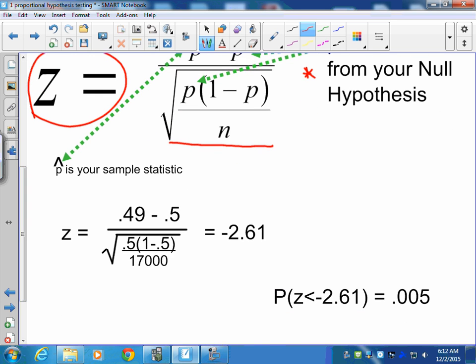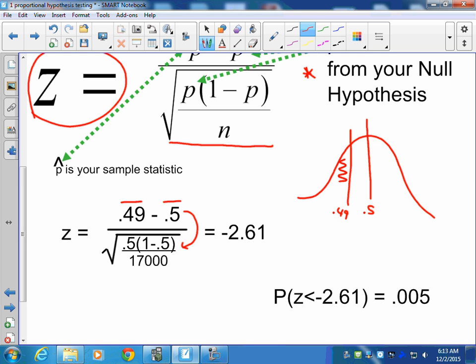So then using our values, we have a sample statistic of 0.49. Our parameter from our null hypothesis is 0.5. That's the center of our distribution. And if you notice, we always use the parameter value for our standard deviation. Okay, and we can see why that would make sense if we look at the distribution. We're saying it's centered at 0.5. We're finding the probability of 0.49 or less. So if it's centered at 0.5, standard deviation is always based off of your central value.